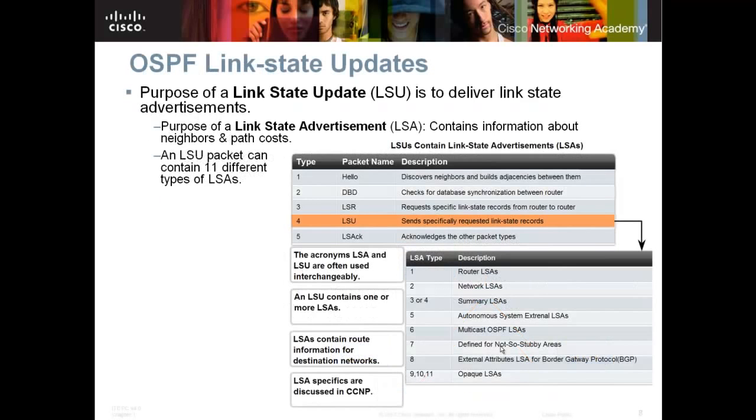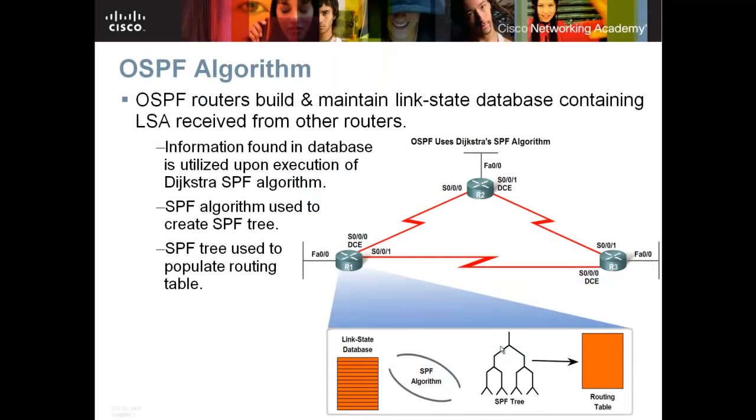Alright, then you get into packet types. Remember, a link state update just says, hey, I need some, or here's some information you asked for. A link state advertisement contains information about the neighbors and paths, just like we talked about. OSPF uses an algorithm from Dijkstra, shortest path first. Just make sure you understand that OSPF uses Dijkstra's shortest path first algorithm. Remember, EIGRP uses DUAL, OSPF uses Dijkstra's SPF algorithm. And no, you do not have to know that algorithm.